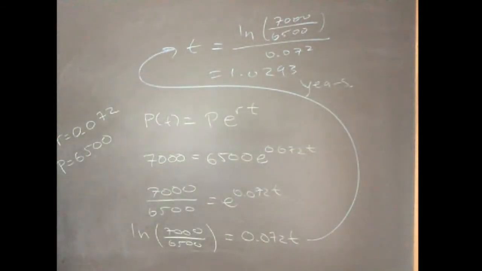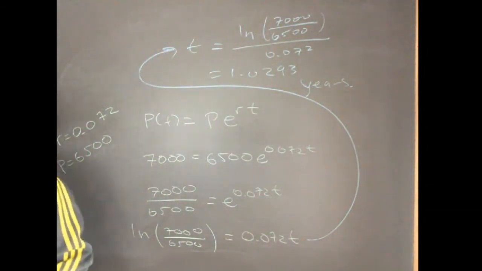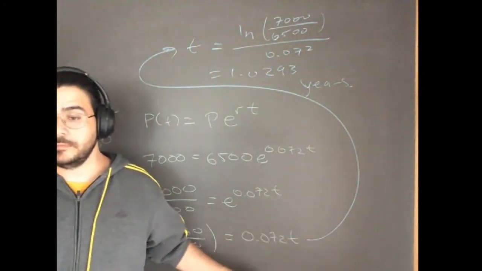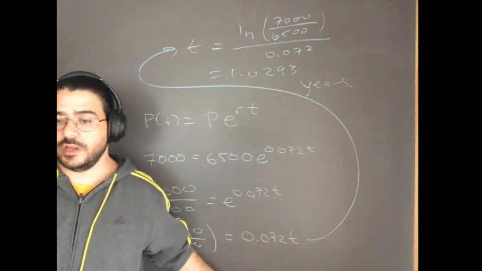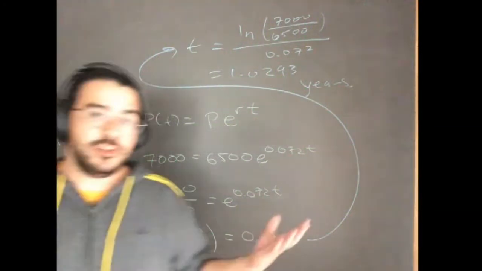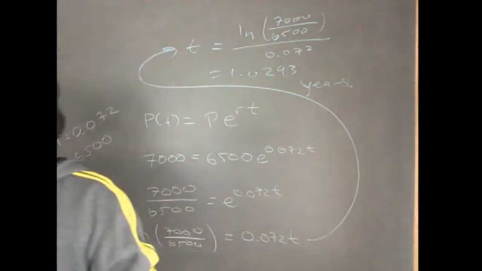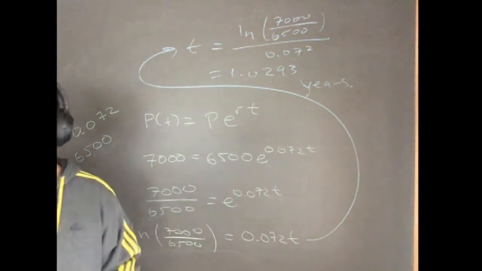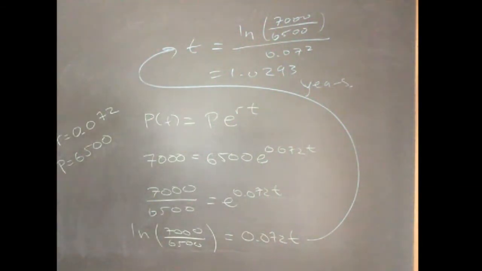And so it's not very long. About a year later, your money has grown by $500, from $6,500 to $7,000, provided that you're making interest of 7.2% annually. And that's even when you compound infinitely many times. So even though it sounds a bit suspicious where you're compounding so many times, the output here is not unreasonable, $500 over about a year.